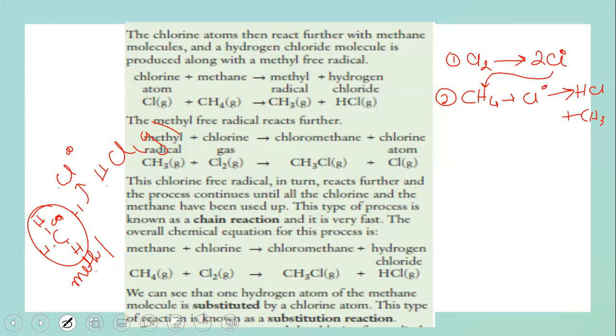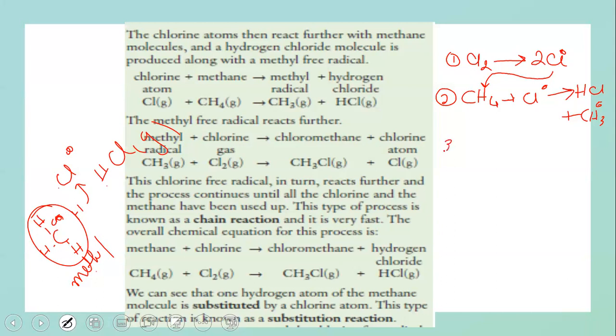So my chlorine free radical is attacking my methane, which is the normal gas in the atmosphere, and it is reacting with it to give me hydrogen chloride gas and a methyl free radical. But wasn't there two chlorine atoms? Yes, there are two chlorine atoms, Cl2. The other chlorine atom can attack another molecule of methane. You're right, there are two chlorine atoms, and it can attack another molecule of methane.